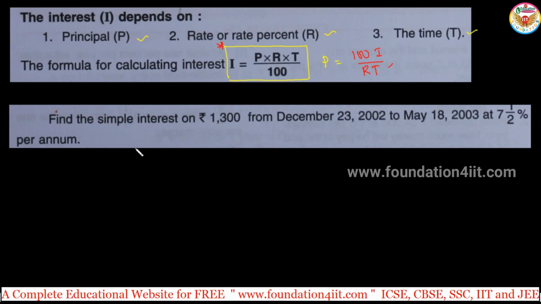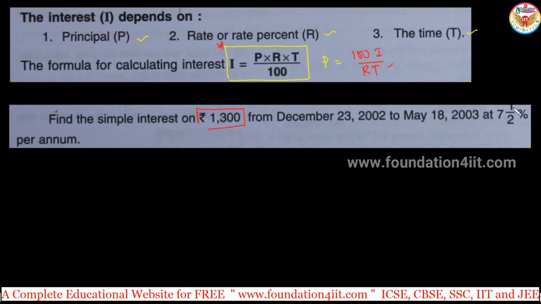Find the simple interest on rupees 1300 from December 23, 2002 to May 18, 2003 at 7.5% per annum. If they give the number of years directly, we can calculate. But in this question they give dates, from December 23 till May 18. So we need to find the number of days first, then only we can find the number of years.